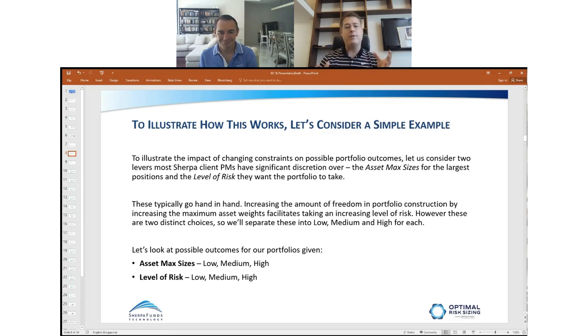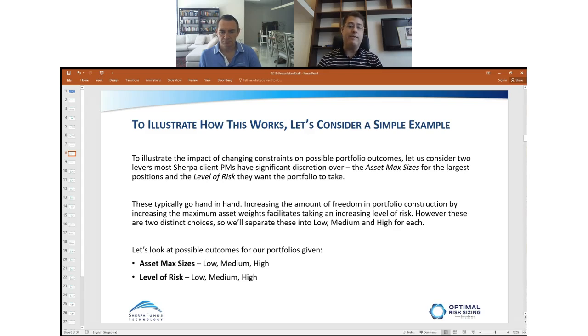So to consider how this works, we're going to look at just a simple example. We're going to take this same portfolio and vary the two things that almost every PM we work with has as levers at their disposal, that they can modify, that they can choose, that they can take an active view on in setting up their portfolio. The first of these is the maximum asset weight.